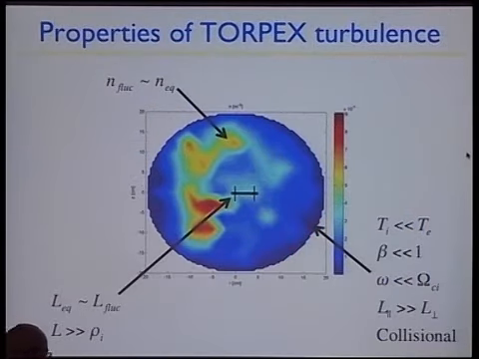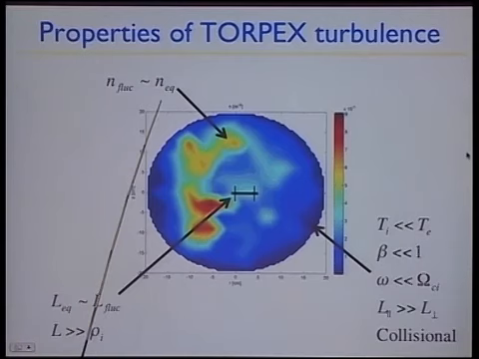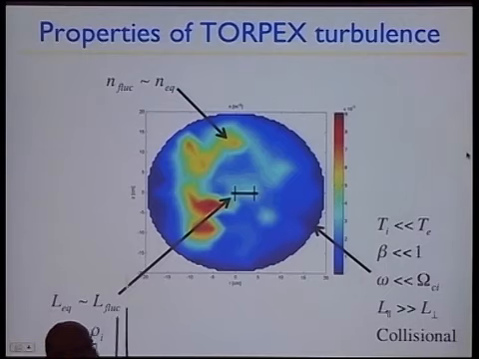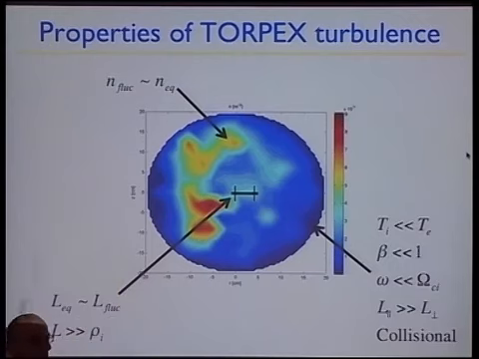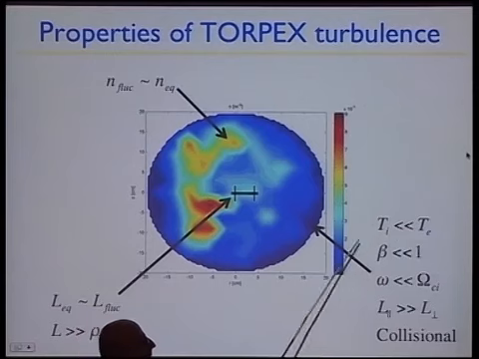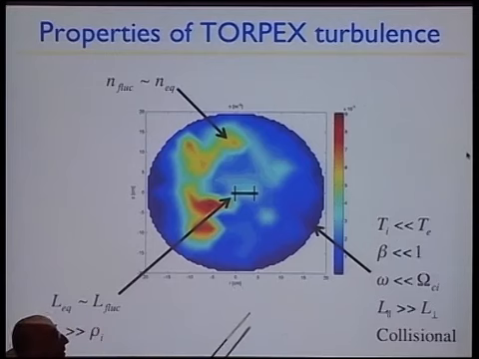So what are the properties of TORPEX turbulence? Well, let me say that they are very similar to what we see in the edge. First of all, there is not a clear distinction between fluctuation and equilibrium. Actually, they have the same order. Also, the scale lengths of the equilibrium are comparable to the fluctuation scale length, and they are much longer than the ion Larmor radius. There are also some other things that it's safe to assume and which actually simplify our simulation quite a lot, and that is that the ions are pretty cold.